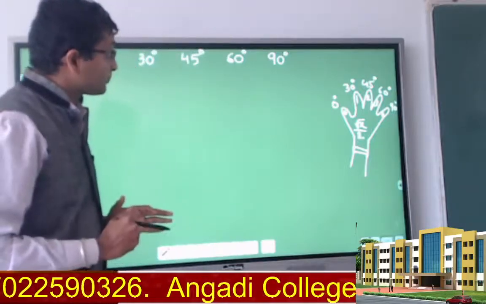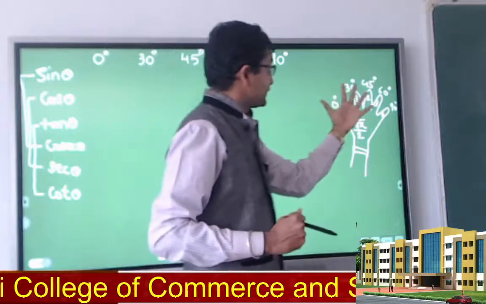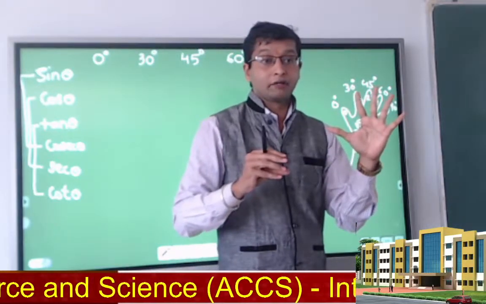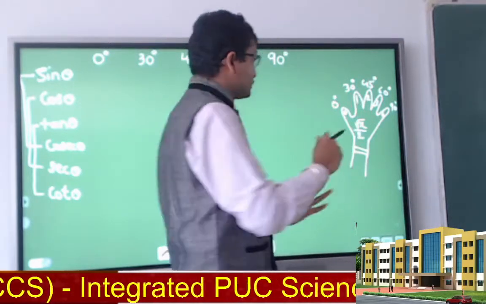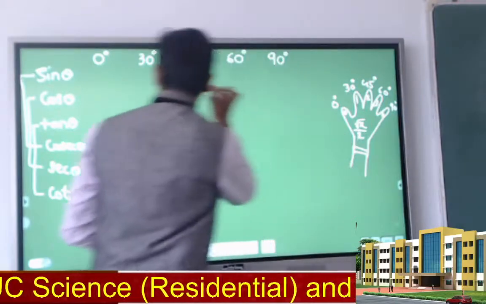Let us begin with the first value, that is sin 0. Just hold your hand here. See the thumb, what value have I given? It is 0. Okay, 0 I have given. So let's take it as 0. Root 0, 0, 0 by 2, for 0 degree.